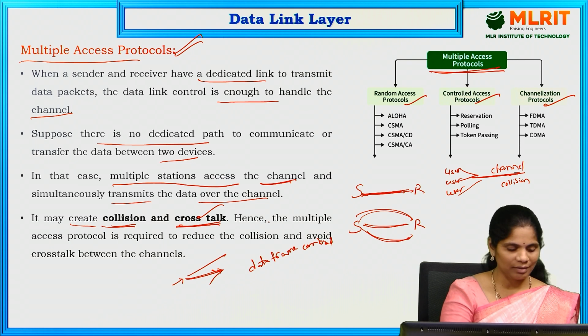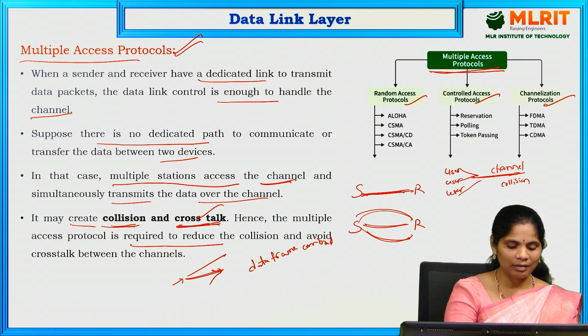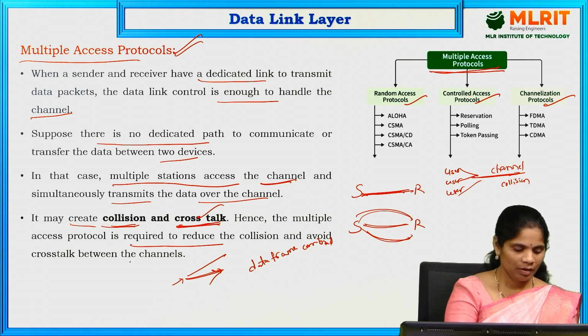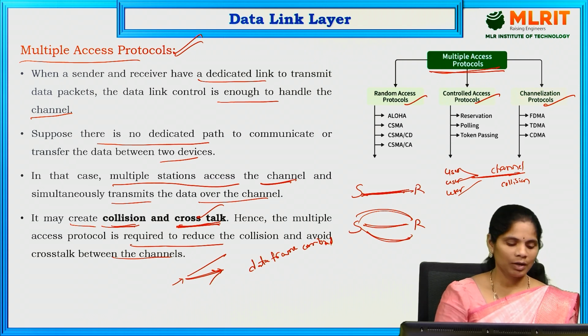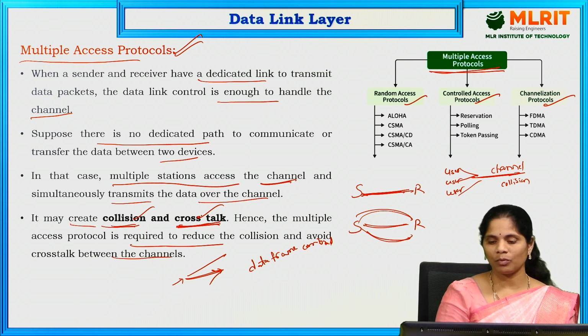Hence, multiple access protocol is required to reduce the collision. Why are we using these multiple access protocols? To reduce the collision and crosstalk, we use multiple access protocols between the channels. To overcome the collision and crosstalk, we use the MAC protocols. Here are the different protocols, like random access protocols. In that, we are going to discuss Aloha, CSMA, CSMA/CD and CSMA/CA.